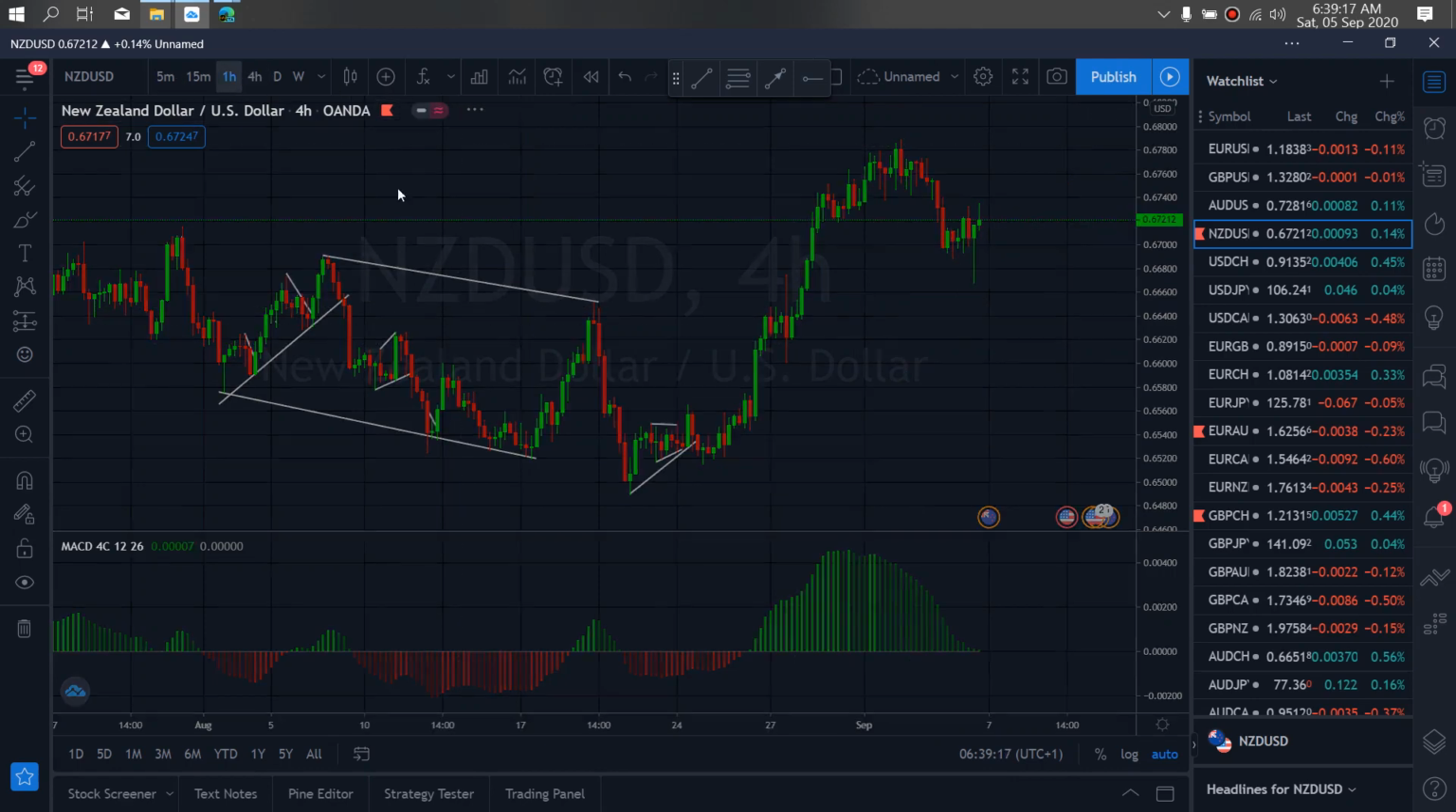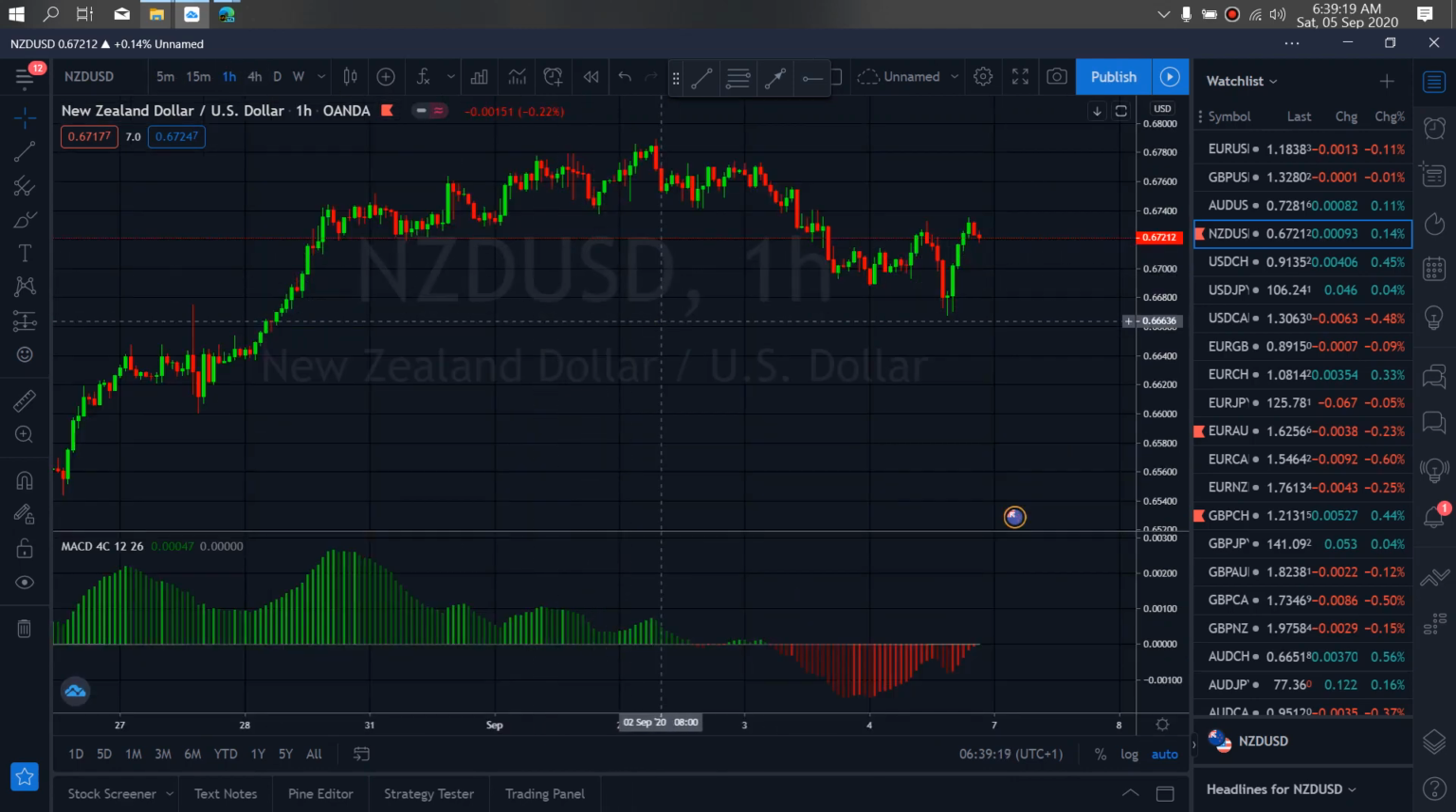We zoom to 1 hour time frame. On the 1 hour time frame, want to watch this give us correction for a climb, correction for a climb, then the drop downside. This is what we want to watch out for.